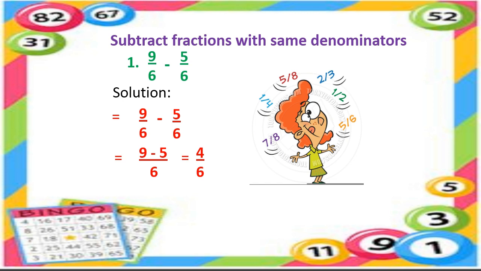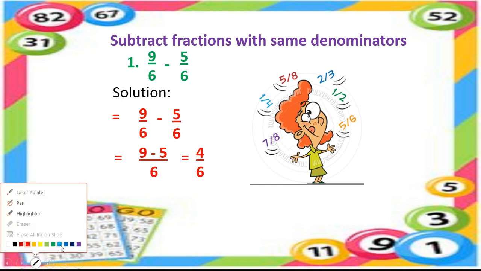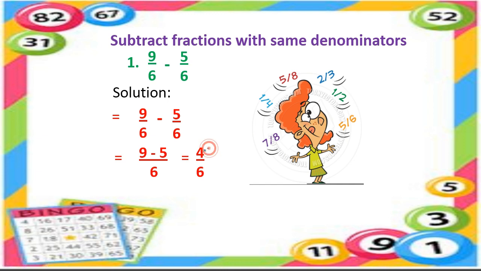Okay, what is the next step after this? Yes, very good. We can reduce this fraction. So we'll reduce this fraction like this. We can divide 4 and 6 by 2. 2 2s are 4 and 2 3s are 6. So our answer is, after subtracting these two fractions, 2 upon 3. I hope you have understood this method because it's very easy and simple.